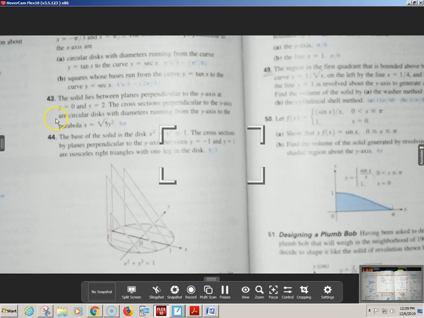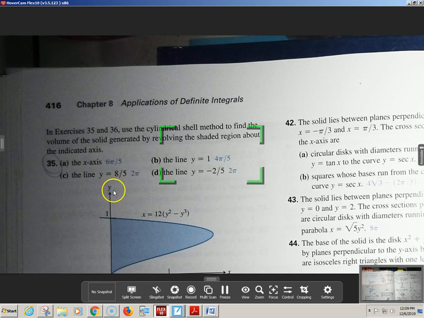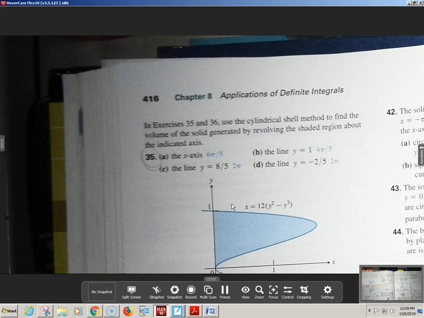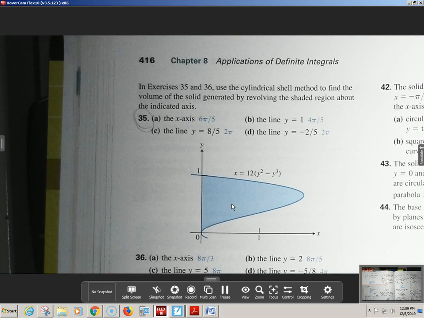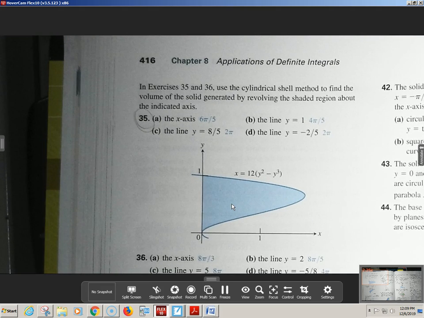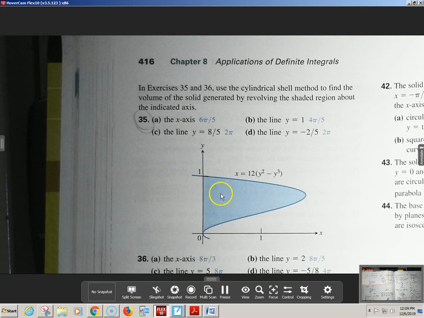35 says use the shell method. No, there's an A and a B and a C and a D. What are they trying to make sure that you really understand? Didn't yesterday, when you guys had 4 different disc and washer problems, didn't it really prove whether you could do the discs or washers in whatever context? Same thing here. I gave you a similar problem with shells. So let's go ahead and get this guy down.